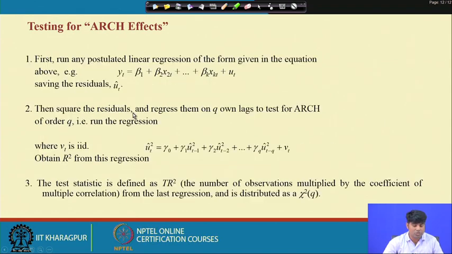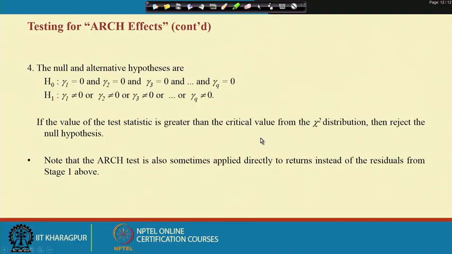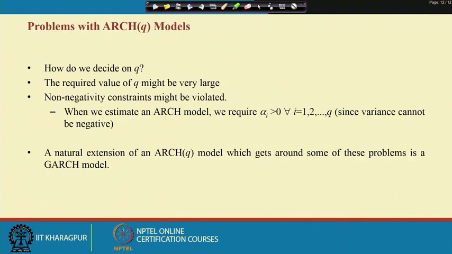So, the null hypothesis is to test that all these parameters are statistically significant along with R square, and for that we use chi-square, and for the parameters we can use the t test, and then we can justify the requirement. If the value of the test statistic is greater than the critical value from the chi-square distribution, then we can reject the null hypothesis. That is the usual procedure again, and note that the ARCH test is also sometimes applied directly to returns instead of the residuals from the single regression. That is another kind of approach.